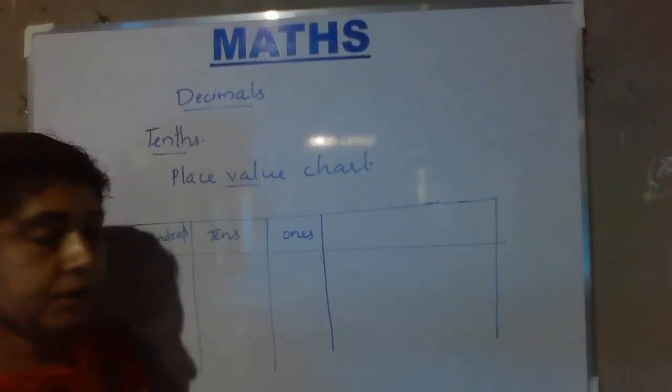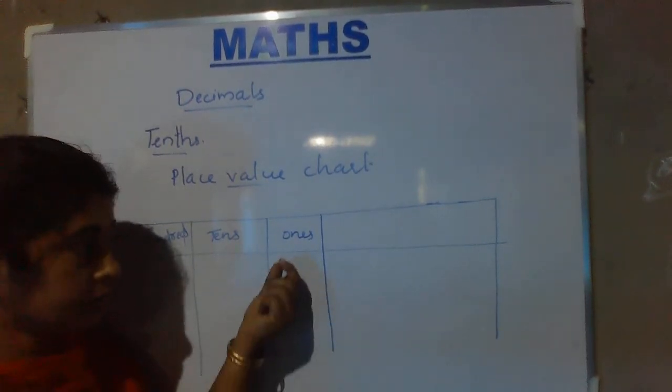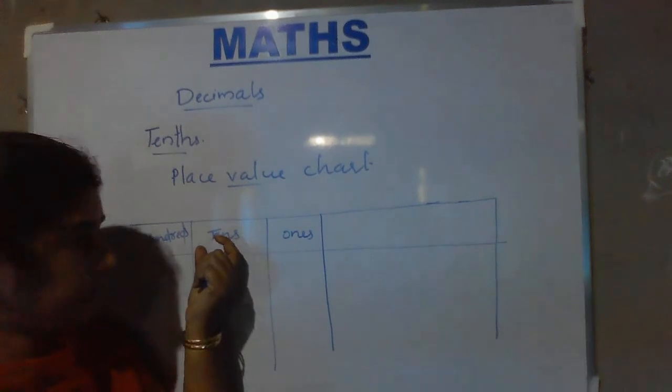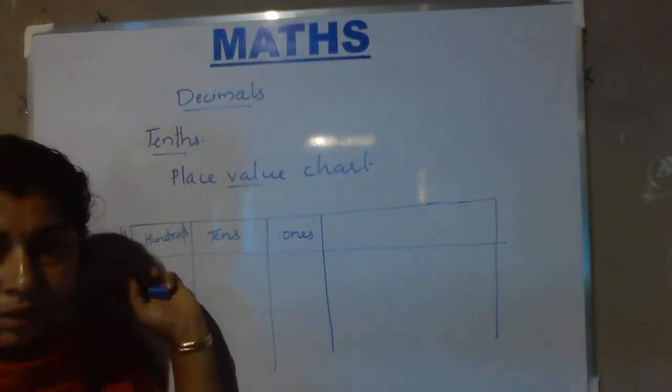We know that in a place value chart we write places from right to left as ones, tens, hundreds, thousands, and so on.